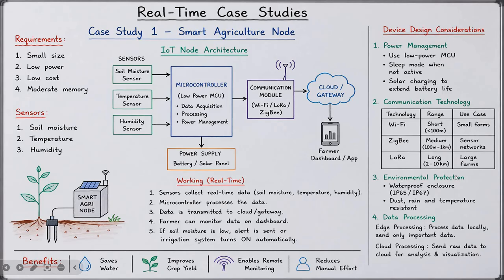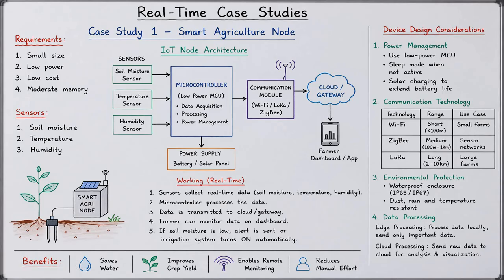Third consideration is the environmental protection, where we'll be having a waterproof enclosure, and it will be resistant to dust, rain and temperature. Waterproof enclosure such as IP65, then IP67. Then last one is the data processing, where the edge processing takes place. That is it processes the data locally and send only the important data. And the cloud processing, where it sends the raw data to the cloud for analysis and the visualization.